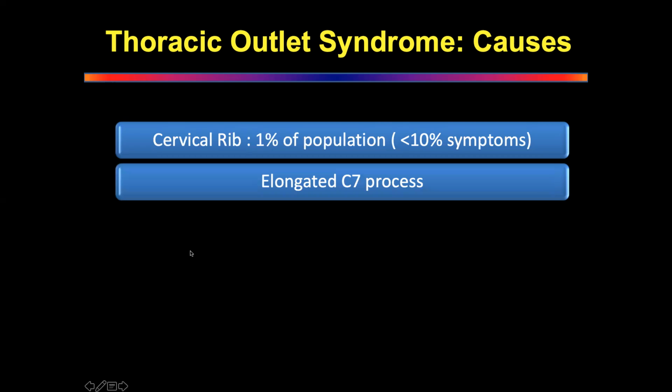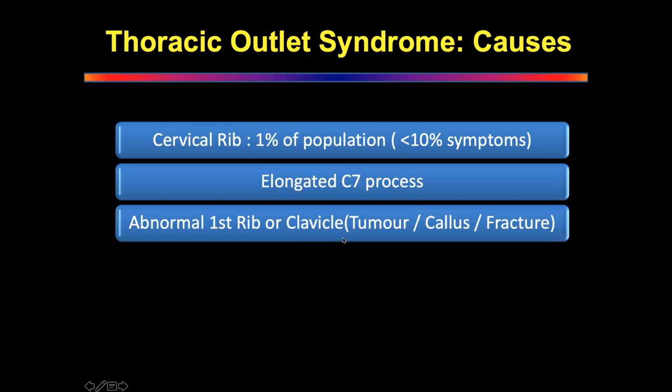So there is a band. It's like a cervical rib only. Cervical band. Yeah, no, cervical band, that is different. Yeah. Okay. Abnormalities of the first rib or clavicle, which is tumor or callus or things. What else? What will cause compression in the triangle is what I'm asking. What else?